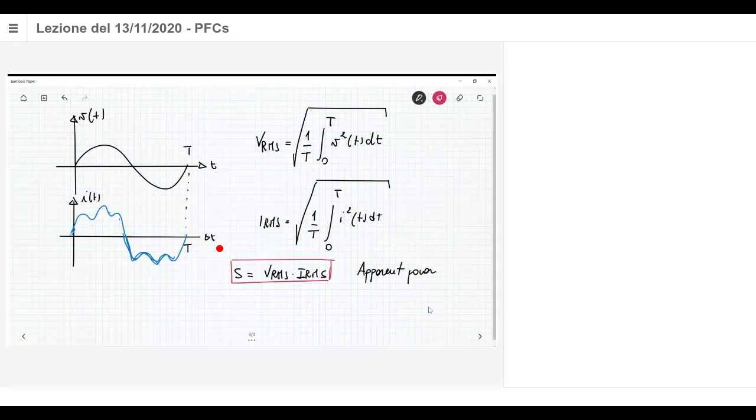As I said before, one of the most useful quantities is the average power. So let's derive, in this example, the average power due to these two voltage and current waveforms at the input of the network.